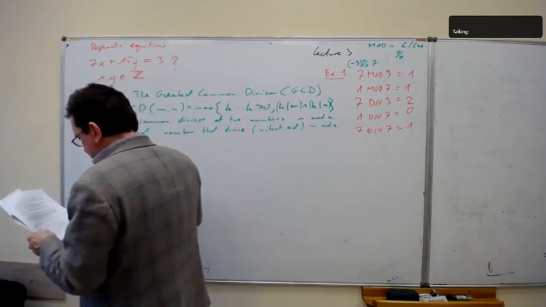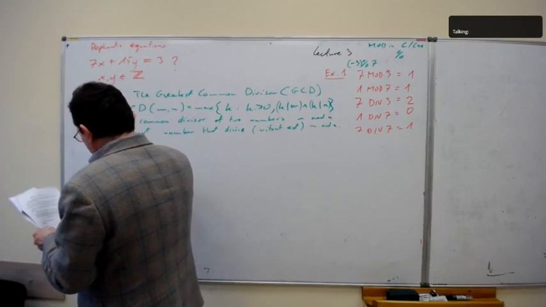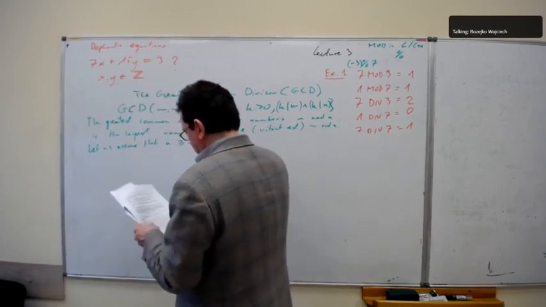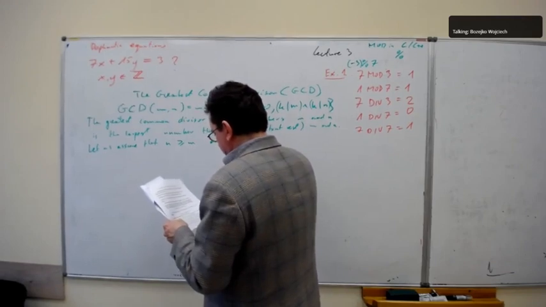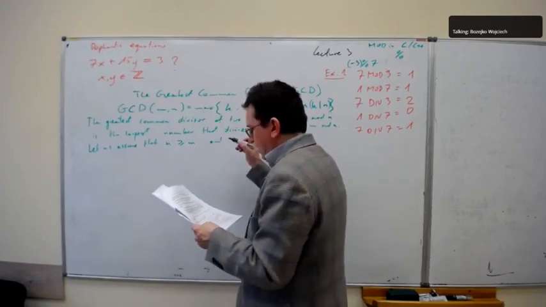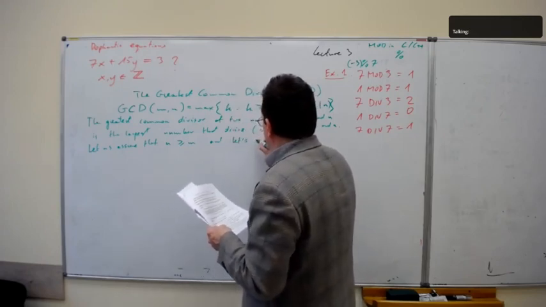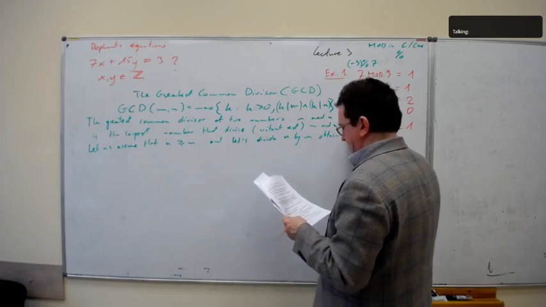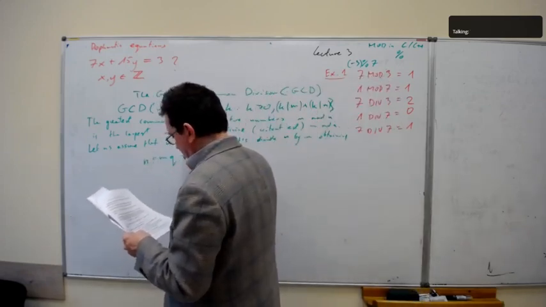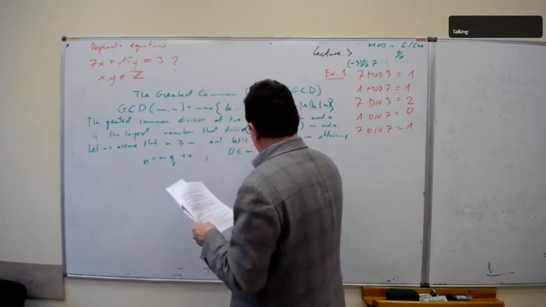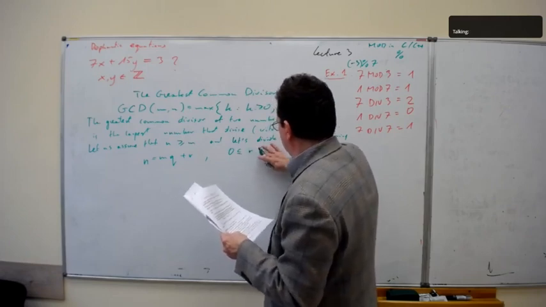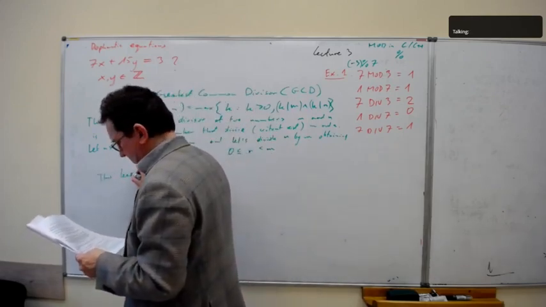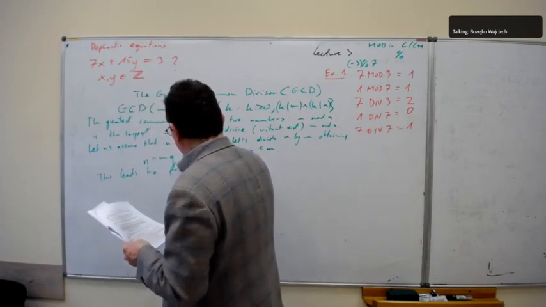Okay. Let us assume that n is greater or equal to m, and let us divide n by m, obtaining n equals m times q plus r, where r is between 0 and m. This leads to following conclusions.